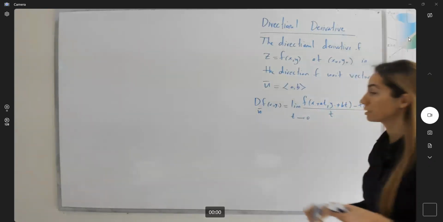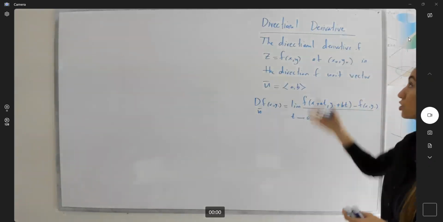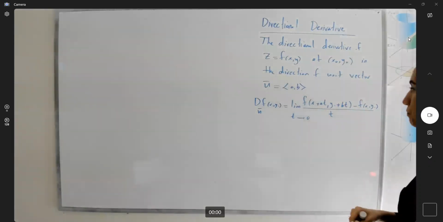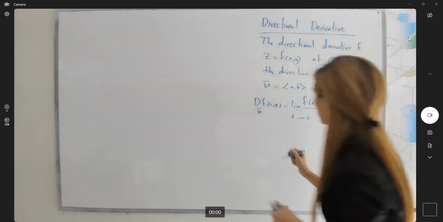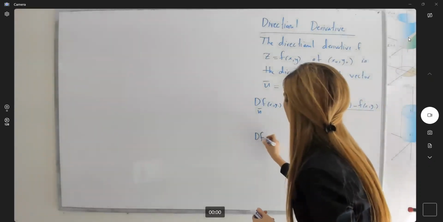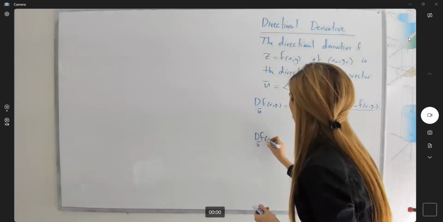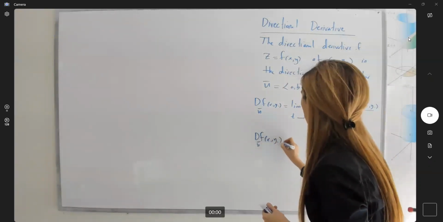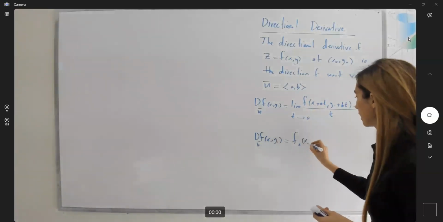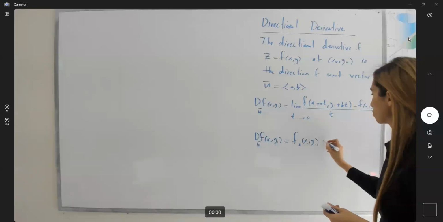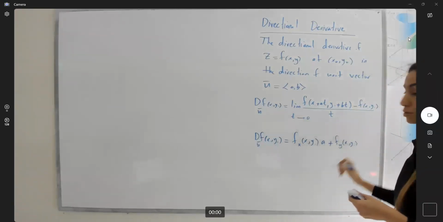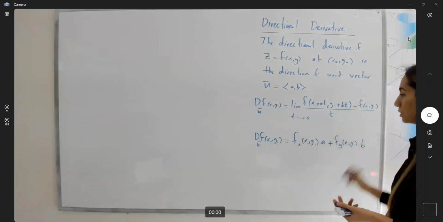If this limit exists, then we say that this function has a derivative in the direction of this unit vector. And remember that if the limit exists, then we can rewrite this as the directional derivative of function f at the point x sub 0, y sub 0 equals the partial derivative of f with respect to x at point x sub 0, y sub 0 times a plus the partial derivative of f with respect to y at x sub 0, y sub 0 times b.